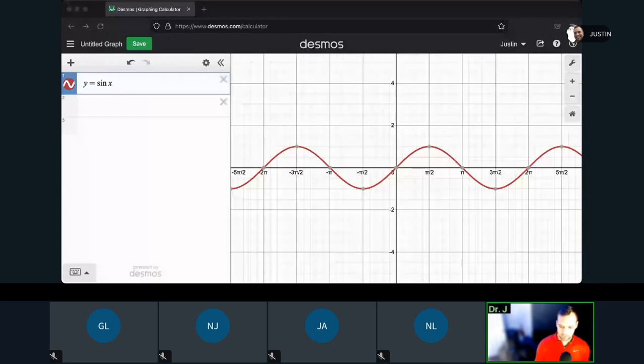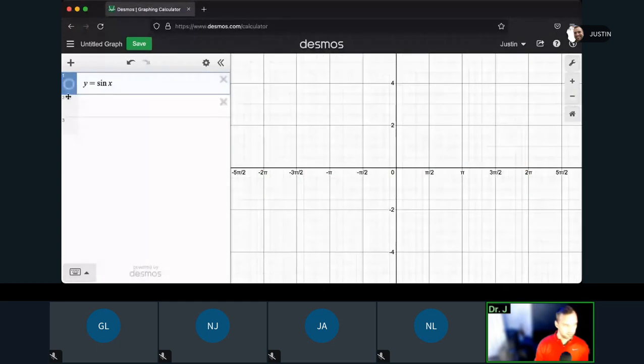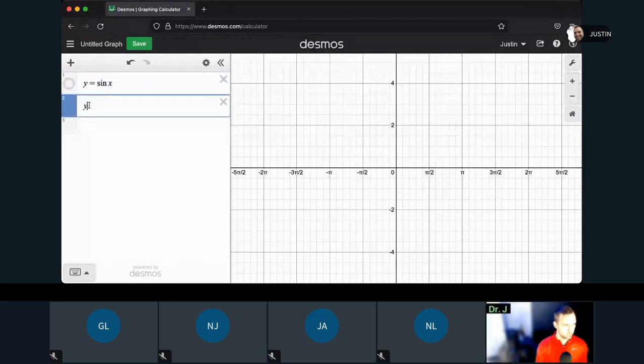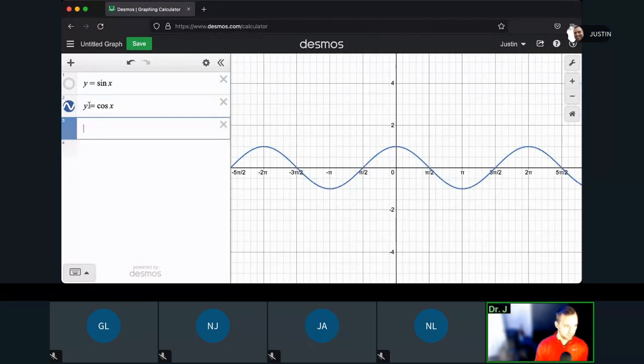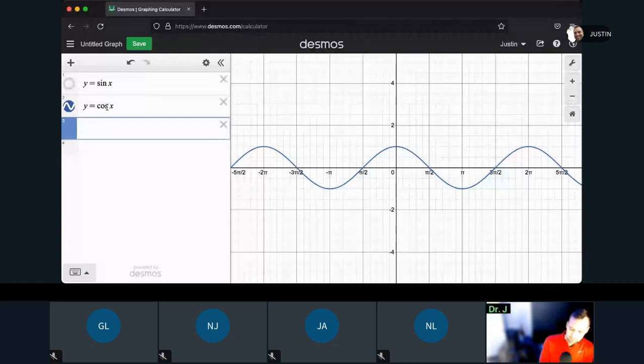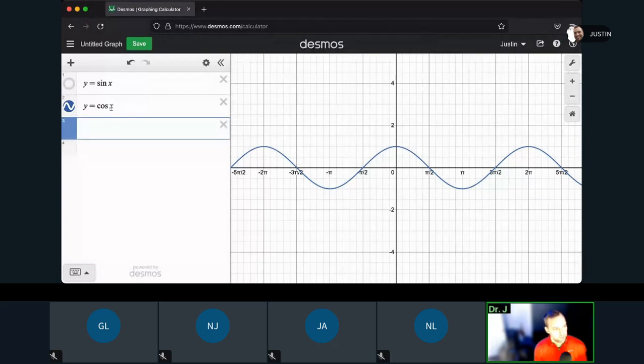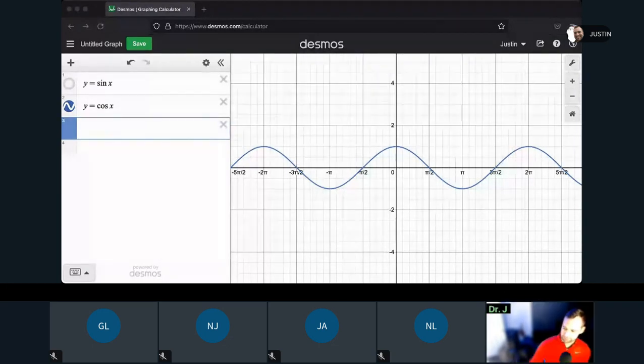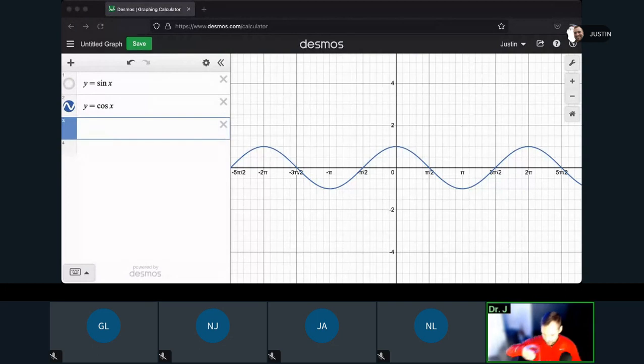All right, now we're just going to type in cosine of x. I'm going to unclick this so it hides it, go to the next line and type in y equals cosine x, hit enter. There's no need to put a space. When we type in cos x, it knows. Now, we all know that cosine is what variable again? X.